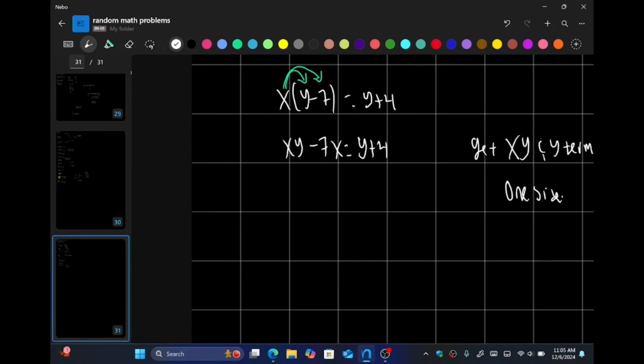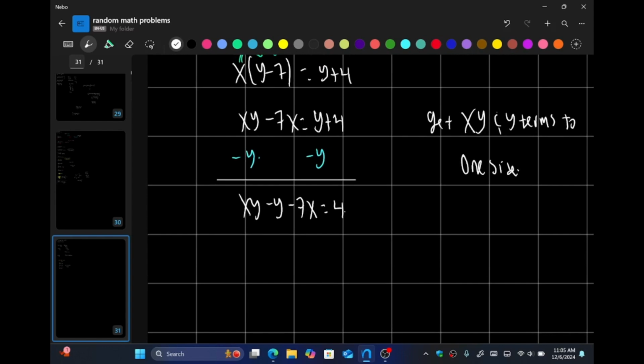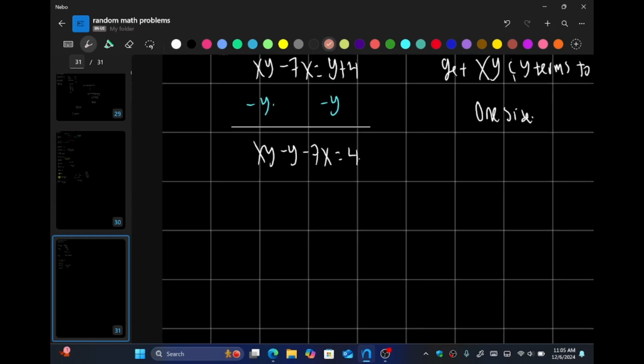Right, so how are we going to do that? Well, we're just going to do a little bit of manipulation here. So in this case, I'm going to subtract y on both sides, right? That's the first thing. So we have xy minus 7x equals 4. And then finally, hold on guys, we are going to add 7x on both sides. So we have xy minus y equals 7x plus 4.